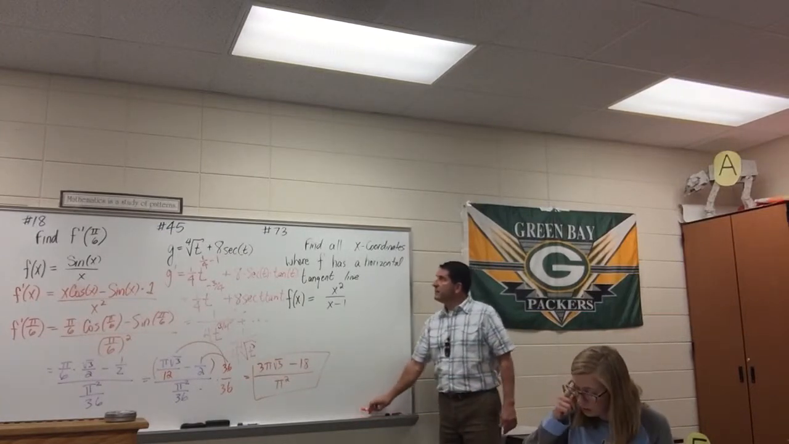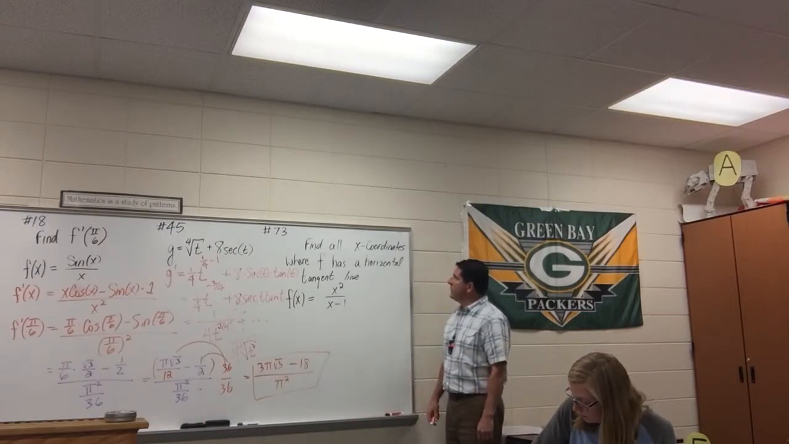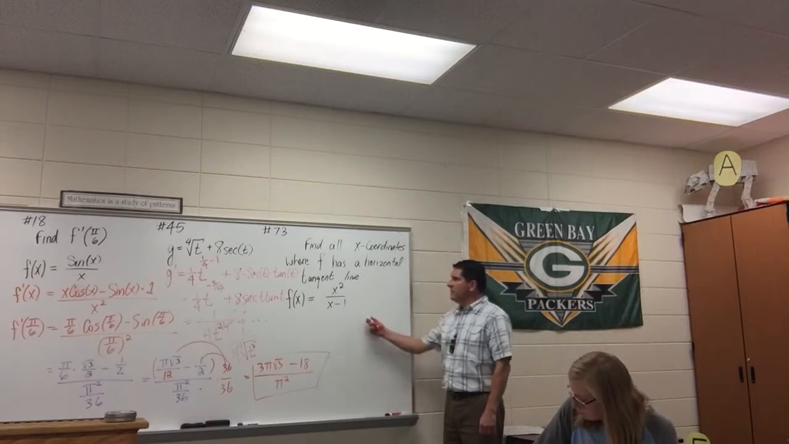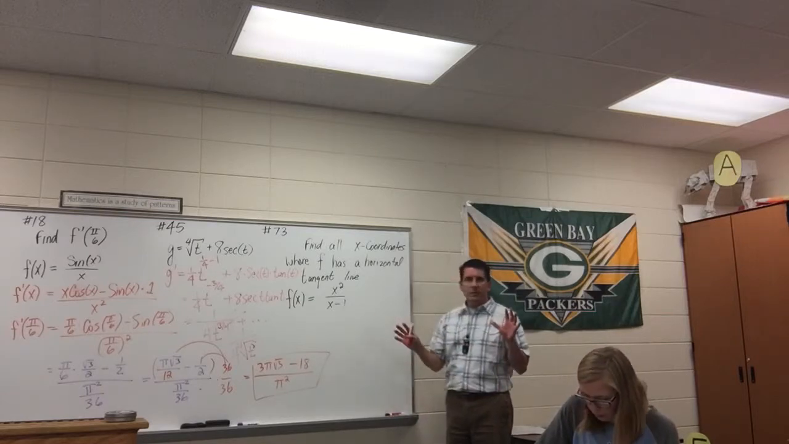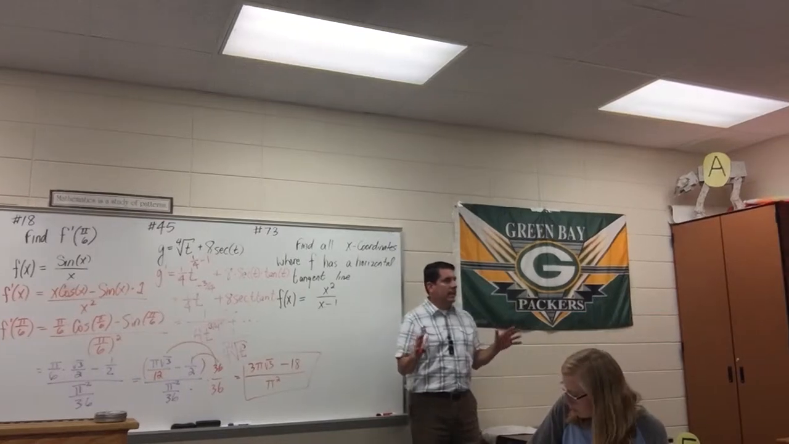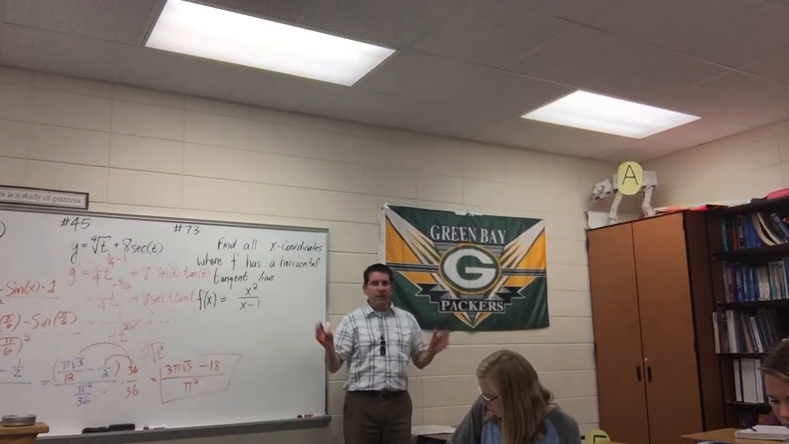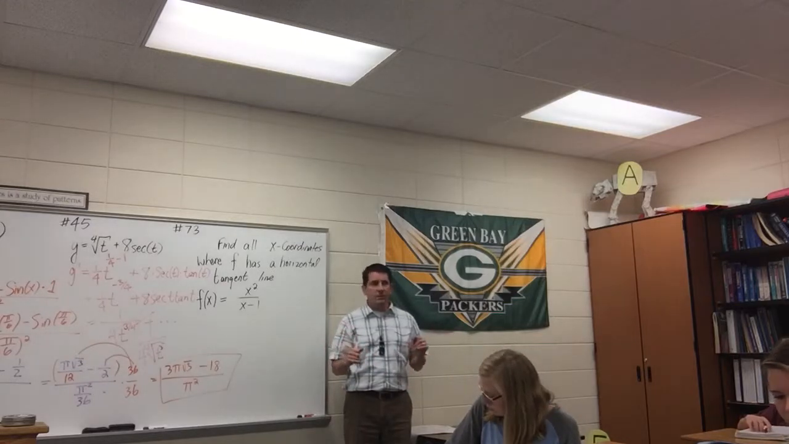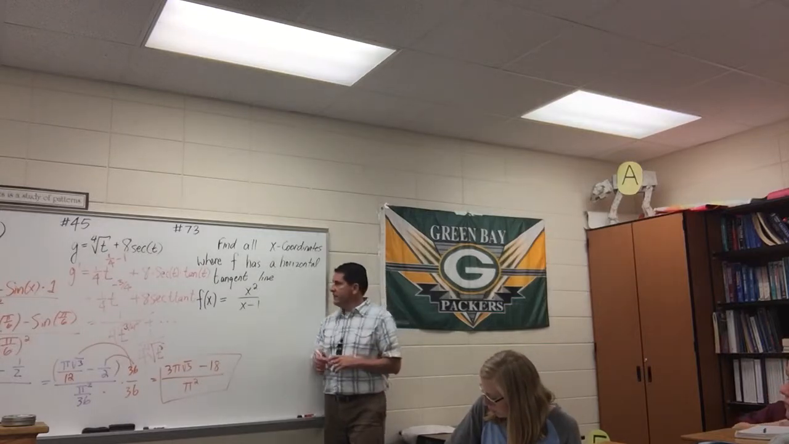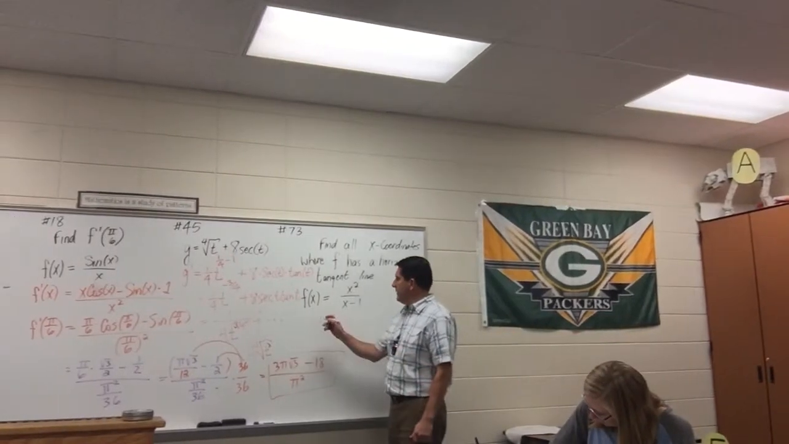Okay, and 73, find all the x-coordinates where f has a horizontal tangent line, and there's the function. Okay, big picture. How do we find where a function, or any random function, has a horizontal tangent line? This is a common question. When the derivative is equal to 0, okay? So we find the derivative and set it equal to 0 and then solve.